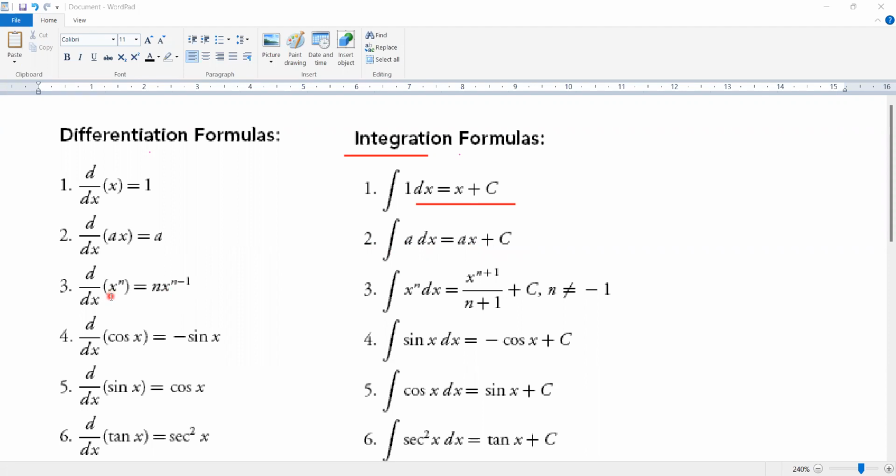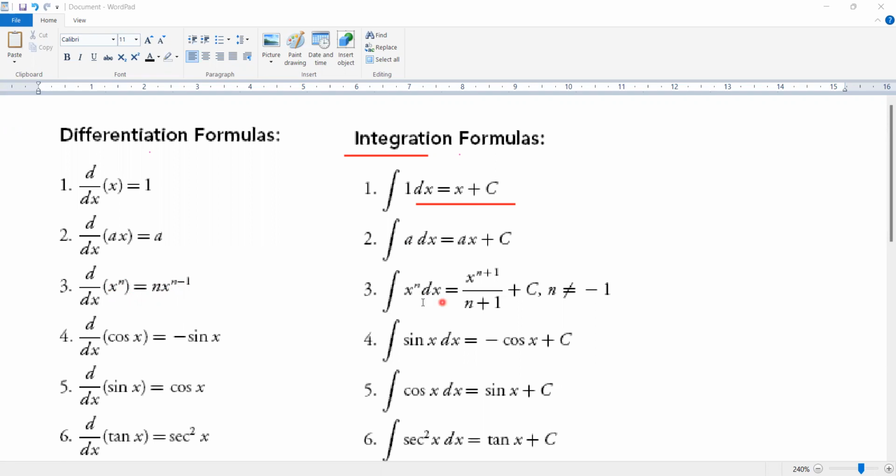Derivative of x raised to n with respect to x. N is a constant number. N is any integer, any real number, any rational or fractional number. N is any number in the world. Therefore, how to find the derivative of x raised to n with respect to x? N is constant, n jumps in front of x, n into x raised to n minus 1. Power of n is decreased by 1. Derivative of x raised to n with respect to x is n into x raised to n minus 1.